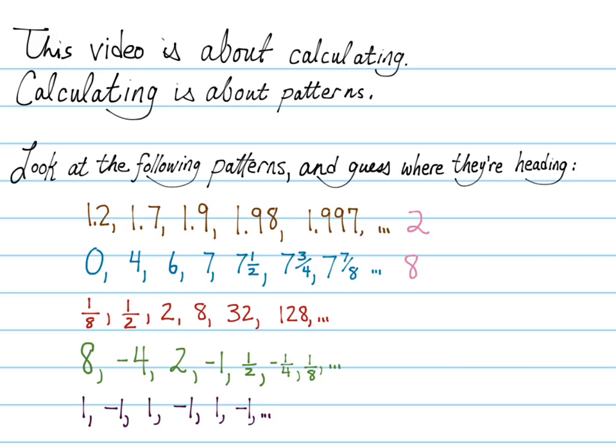Now the next set, the red set, 1/8, 1/2, 2, 8, 32, 128, these are getting bigger and bigger. In fact, each one is 4 times bigger than the previous one. And since they're getting bigger and bigger without bound, we can't write that they are going to something specific, but what we can write is that what they're doing is heading towards positive infinity.